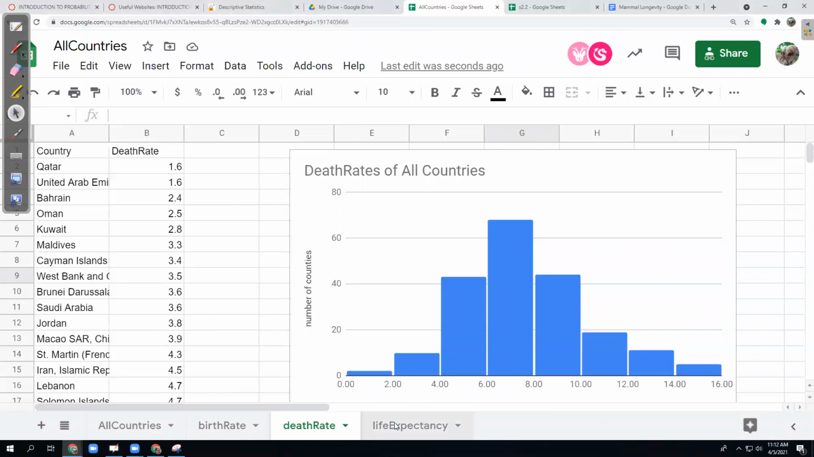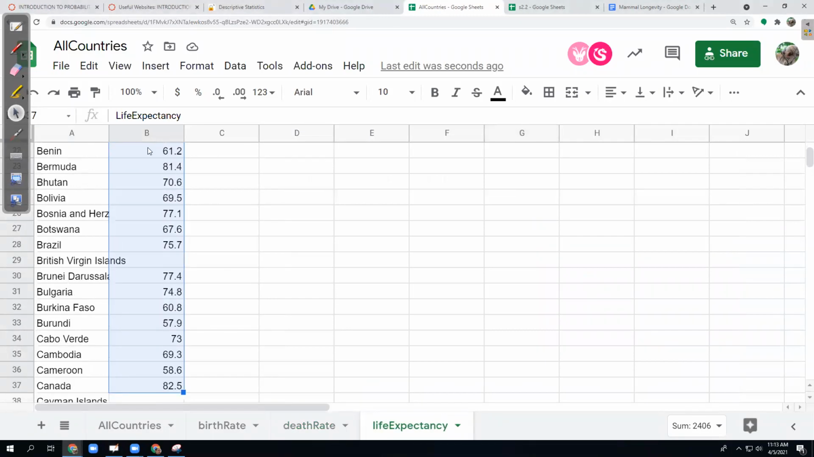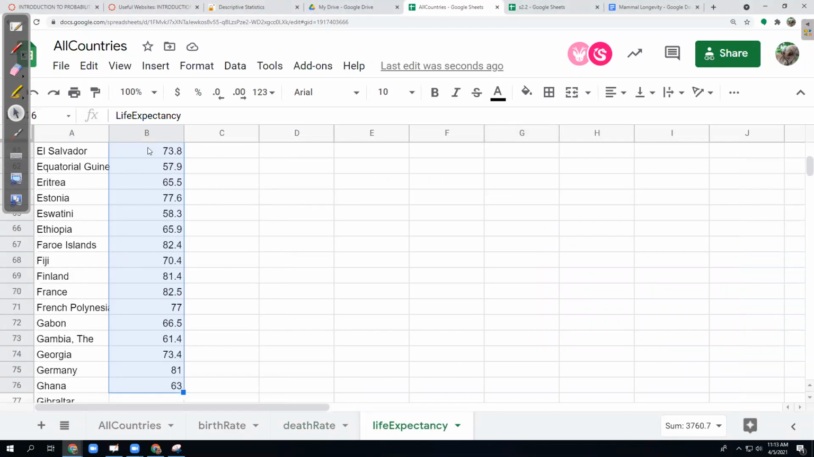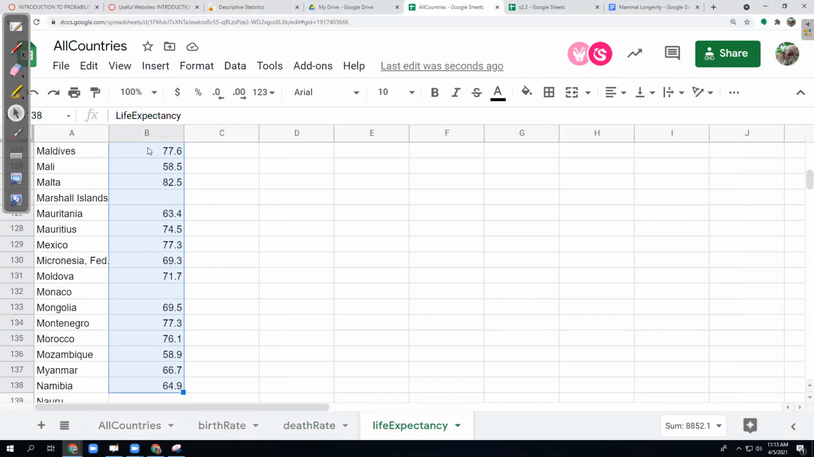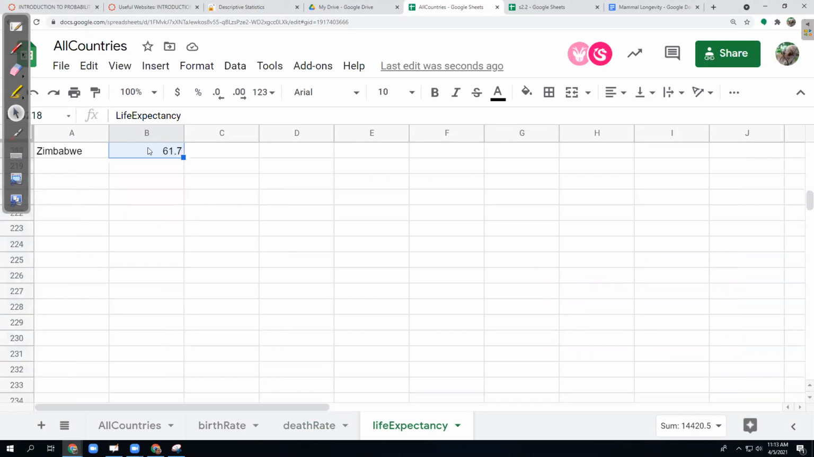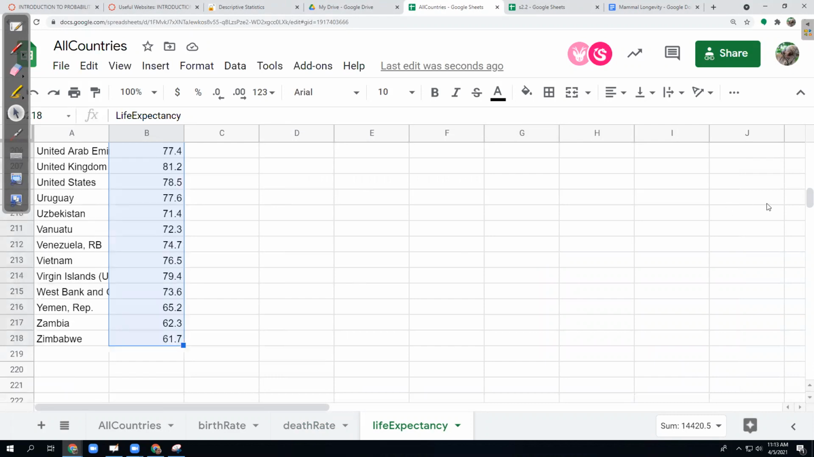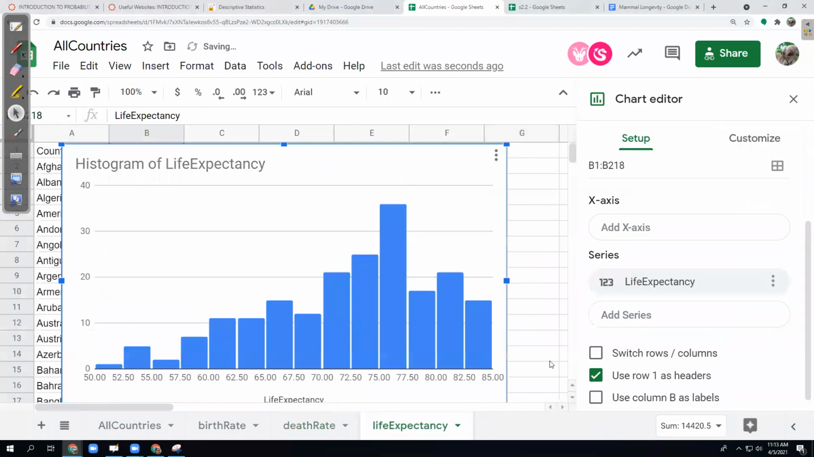Try life expectancy. What does that look like? So highlight the whole column. There's a bunch of blanks here. So I'm searching for the bottom of the list. I should have sorted them. Scroll back to the top to put in the chart. All right, so here is a histogram of life expectancy.